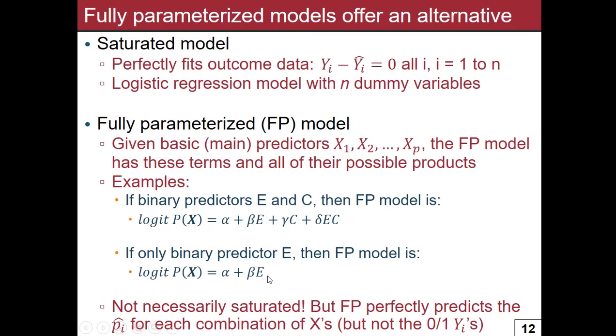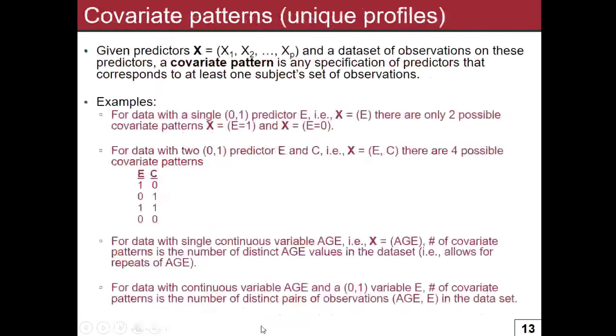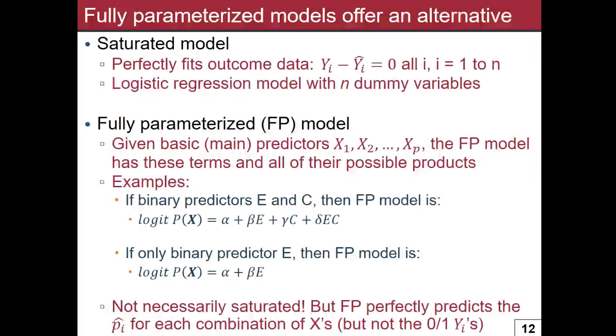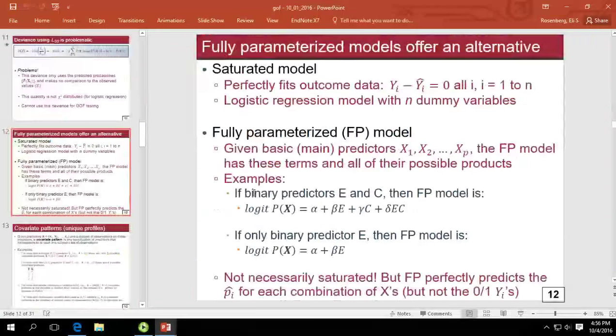Okay, and again, if you have only a binary predictor, then your fully parameterized model is really boring. It's just a term for exposure. That's all you got. So this is not necessarily a saturated model, right? It could be if you have a very tiny data set, and it could sort of work out. But what's cool is the fully parameterized model always predicts the average probability for each combination of x's. Okay. So what I mean by that is, I'm going to just jump back up here. I think we'll maybe even illustrate it down below.